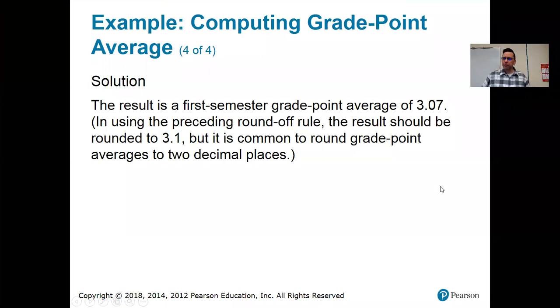Okay, so again, the result is a first semester grade point average of 3.07, and if you went with their round off rule, you would round that to 3.1, but usually grade point averages are rounded to 2 decimal places. And that takes care of section 3.1.